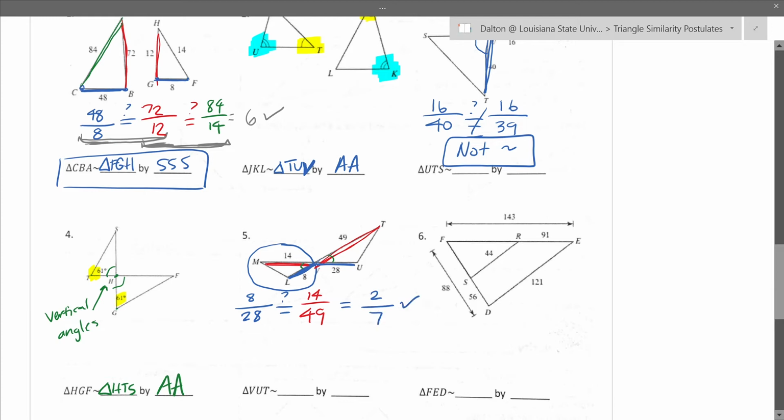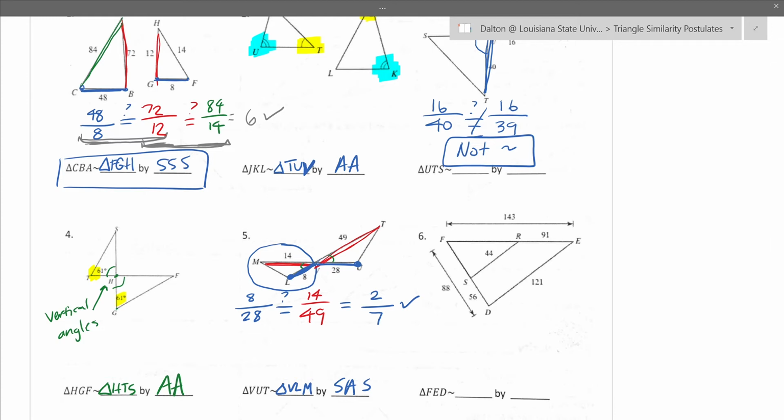So that means triangle VUT is similar to triangle... So V obviously is corresponding to itself. U is this obtuse angle here, so it has to correspond to the obtuse angle in the other triangle, which is L. And then the last angle is M. And then we said earlier we have two sides and the angle between them. So therefore they are similar by the SAS similarity postulate.